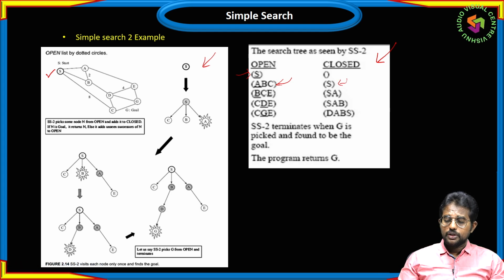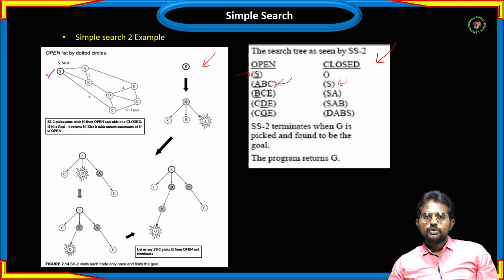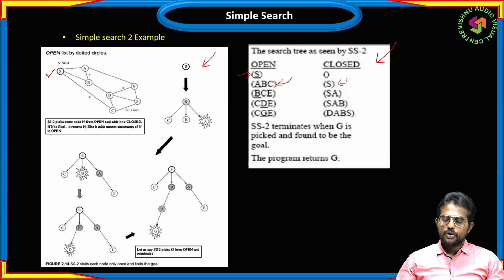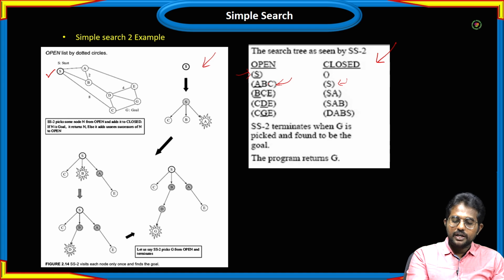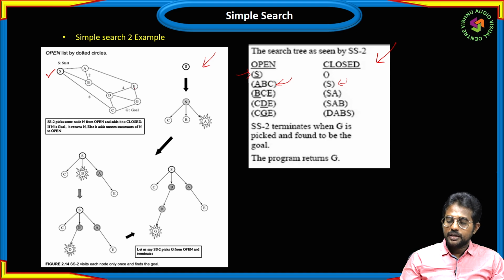After that, let's say I have picked a. After picking a, I will check whether a is a goal node or not. A is not a goal node. So I will apply the moveGen function on a. If I apply moveGen on a, I will get s, b and e.